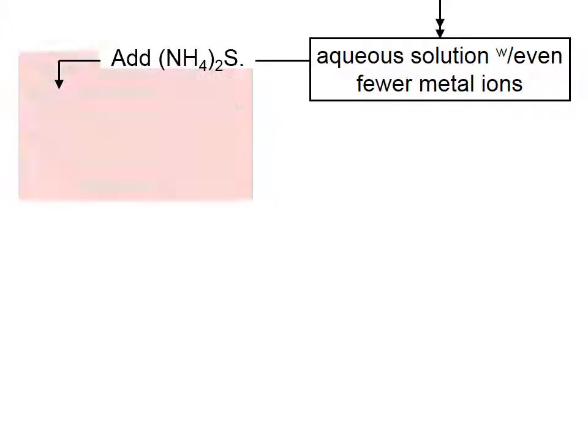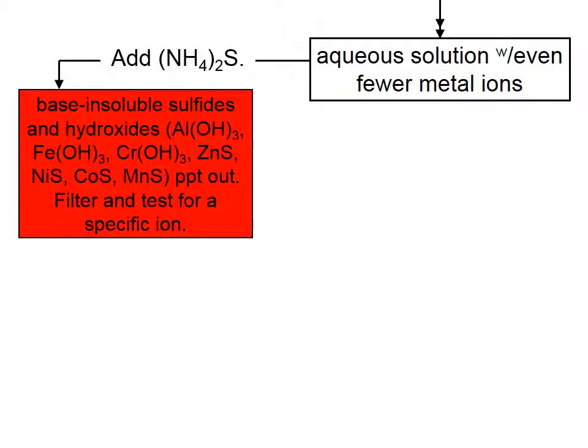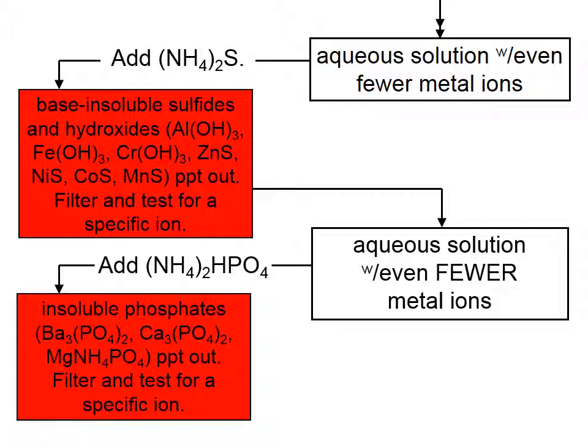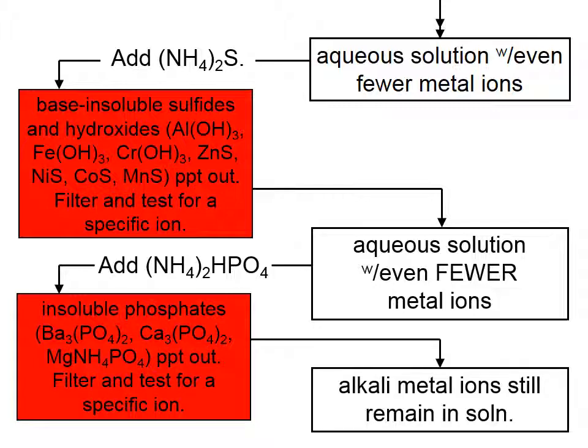Now we have an aqueous solution with even fewer metal ions. And if we then put in some ammonium sulfide, there will be several other things that precipitate out. We can filter those and we can test them for a specific metal ion. And as you can see, basically what we're doing is we're removing certain ions with each step in the process. Finally, if we add some of this substance, we're going to get some insoluble phosphates, barium phosphate, calcium phosphate, a few other things, and what's left are alkali metal ions, which you might remember form no precipitates in aqueous solution.